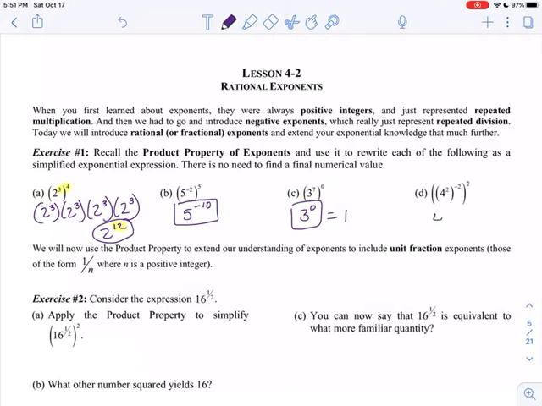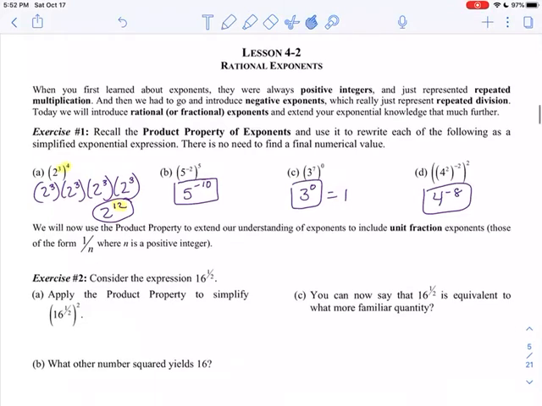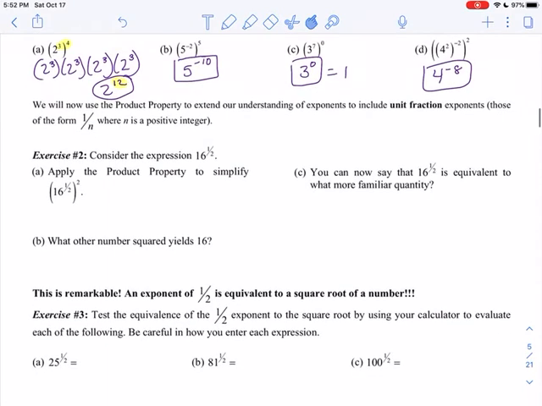And a power to a power to a power, again, I'm just multiplying. So 2 times negative 2 is negative 4. Negative 4 times 2 is negative 8. Okay. We're going to use the product property that we just did as practice to extend our understanding of exponents to include unit fraction exponents. So basically it's going to be 1 over n, and n is going to be a positive integer.